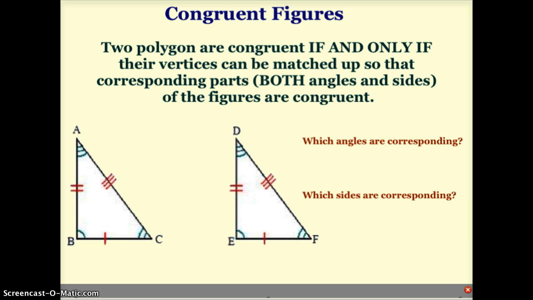Now look at the sides. BC is corresponding to EF, both have 1 tick mark. AB, DE, both have 2 tick marks. And AC and DF both have 3 tick marks, which means that they are congruent. So now all sides are congruent and all angles are congruent. Therefore, triangle ABC is congruent to triangle DEF.